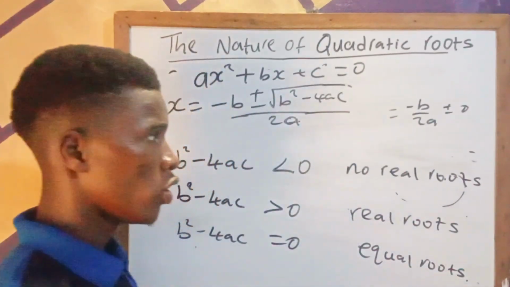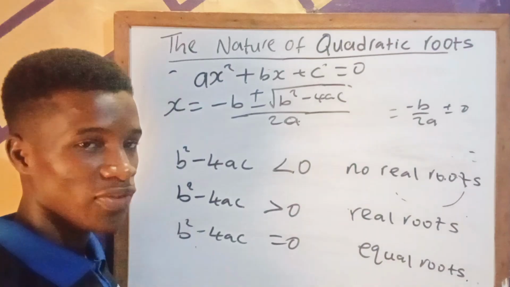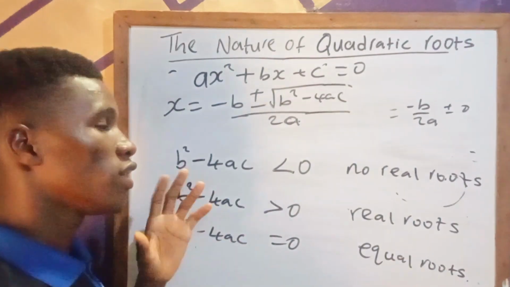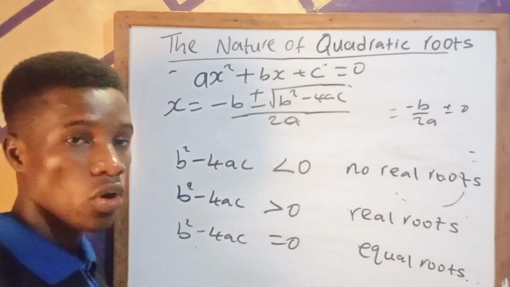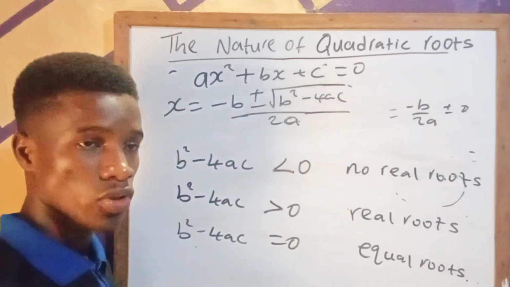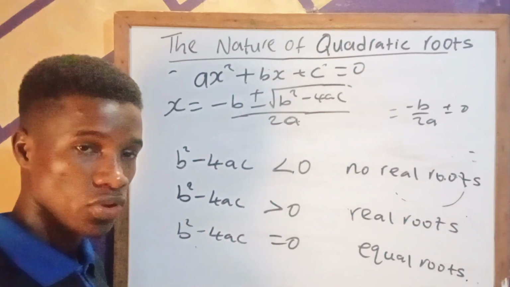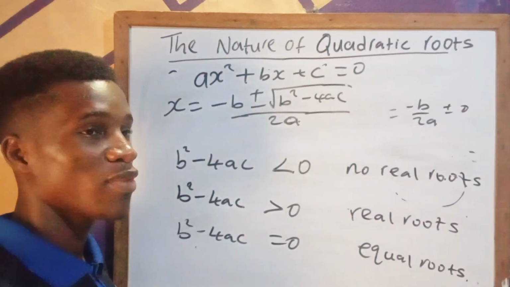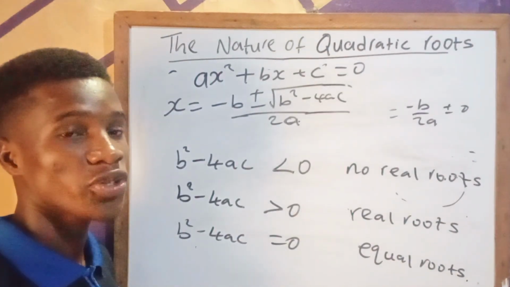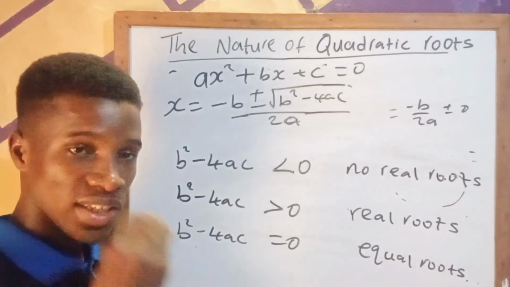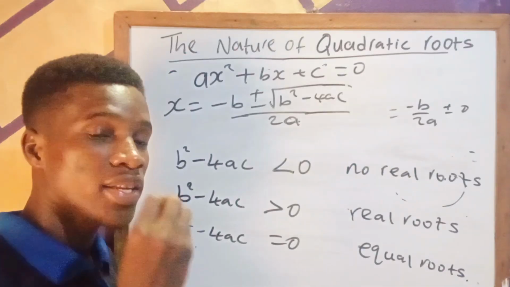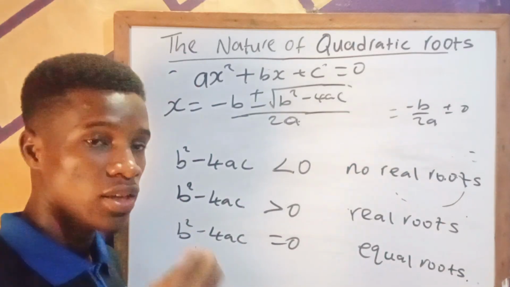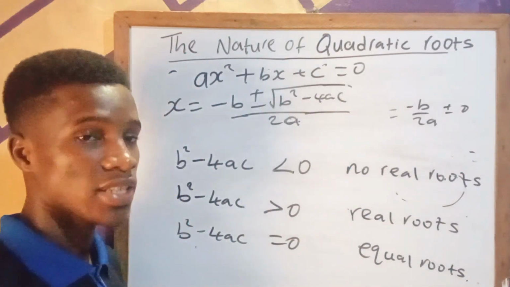Equal roots. Now, one thing we need to note that is very, very important. We know that this almighty formula can solve all quadratic equations, right? But like we saw in the previous video, some quadratic equations cannot be factorized. So how does this discriminant help us to know the quadratic equation that can be factorized? The quadratic equation that can be factorized is when the square root of the discriminant is a whole number. That means it can be factorized.